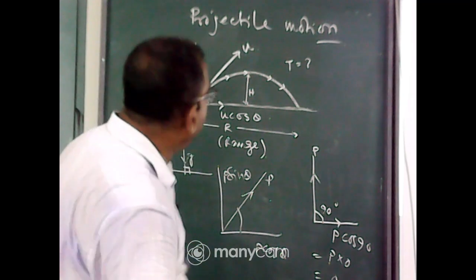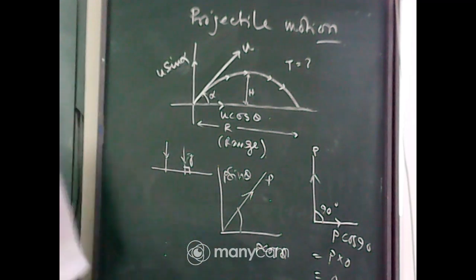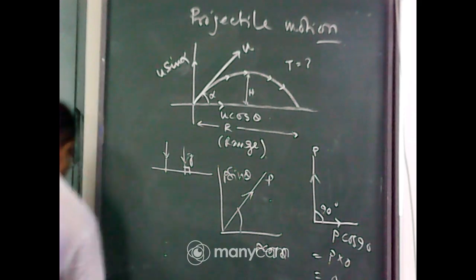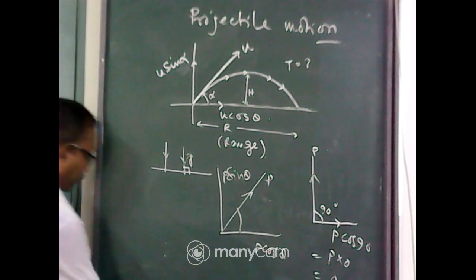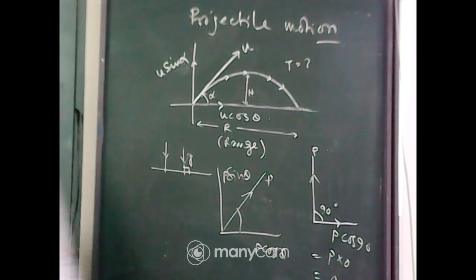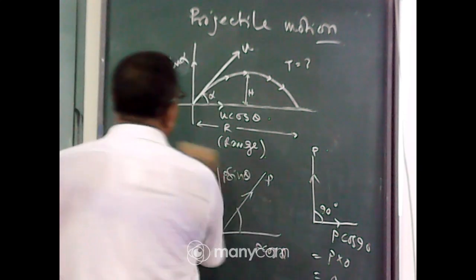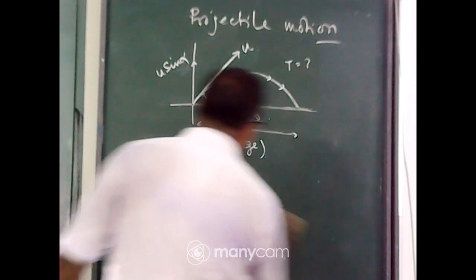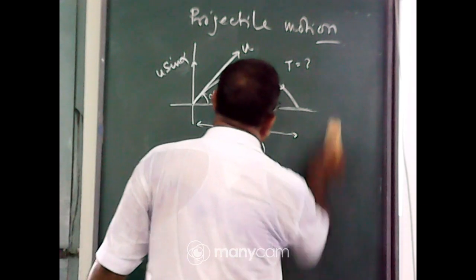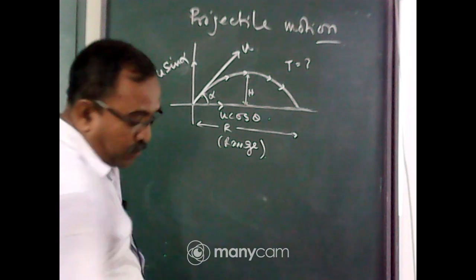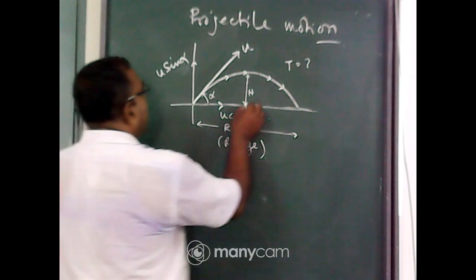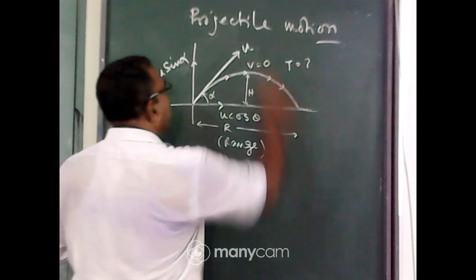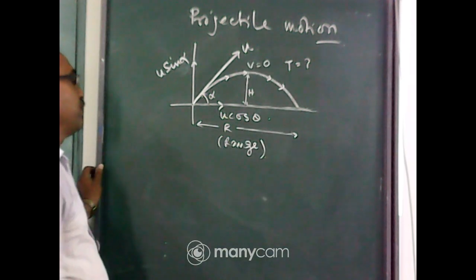So how can we find the height of the projectile motion, the range of the projectile motion and the time of flight of the projectile motion? First, you find the height of the projectile motion. At the maximum height, you know that v equals 0.